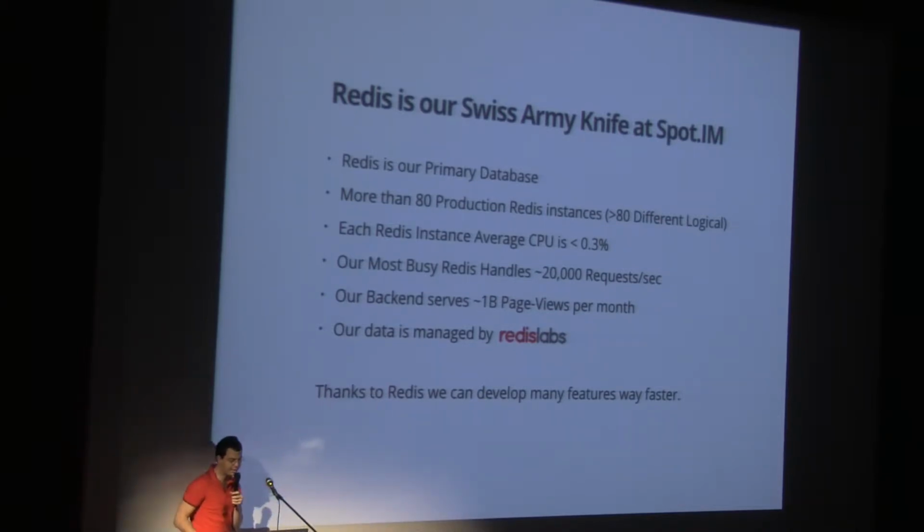Some points regarding SpotIM usage of Redis. So first of all, Redis is our primary database. We have currently more than 80 production Redis instances. But when I'm saying Redis instances, I'm not talking about nodes, I'm not talking about duplication, okay? I'm talking about actually more than 80 different business things, okay?